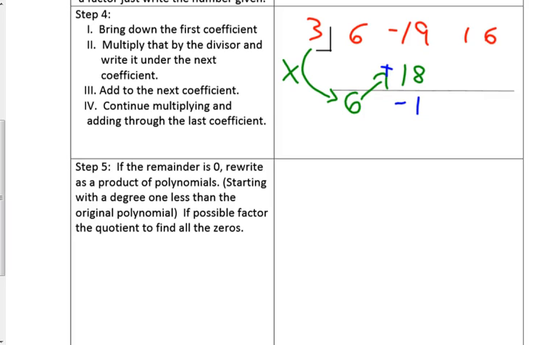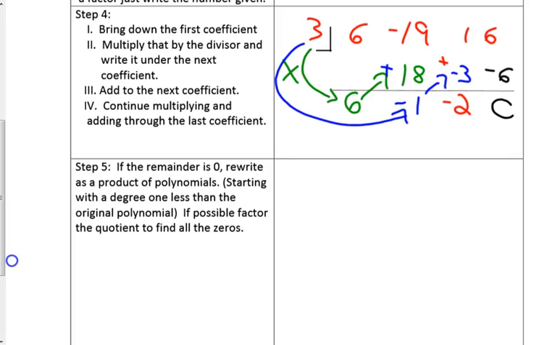Then you have to repeat. 3 times negative 1 is negative 3. Write that under the next coefficient, and then add. 1 plus negative 3 is negative 2. Then do it again. 3 times negative 2 is negative 6. 6 plus negative 6 is 0. Well, you're done with this step.